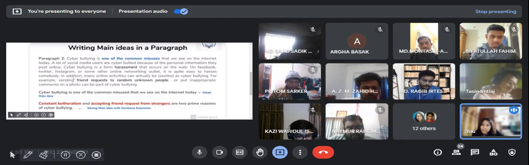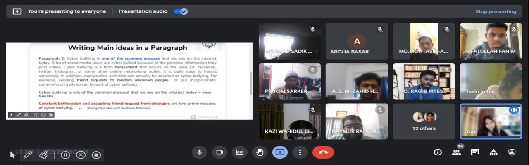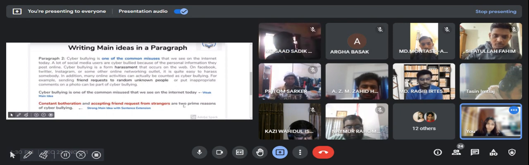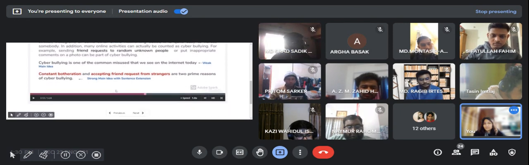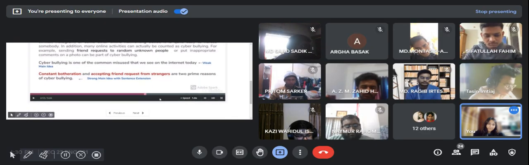In addition, see transitional words. In addition, many online activities can actually be counted as cyberbullying. For example, transitional words. Sending friend requests to random unknown people or putting inappropriate comments on a photo can be part of cyberbullying. So if you read the whole paragraph, you will be able to write a strong main idea. Constant botheration and accepting friend requests from strangers are two prime reasons of cyberbullying. So this is the second main idea from the second paragraph.